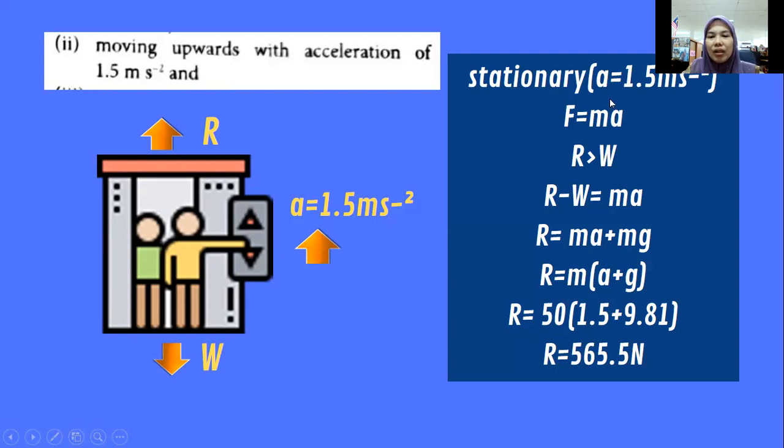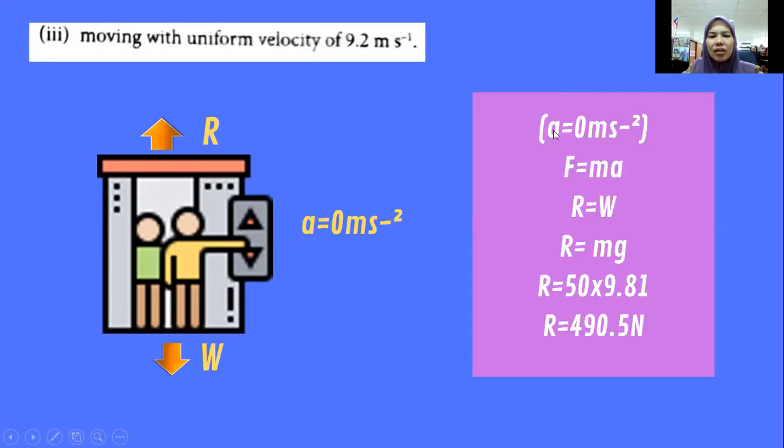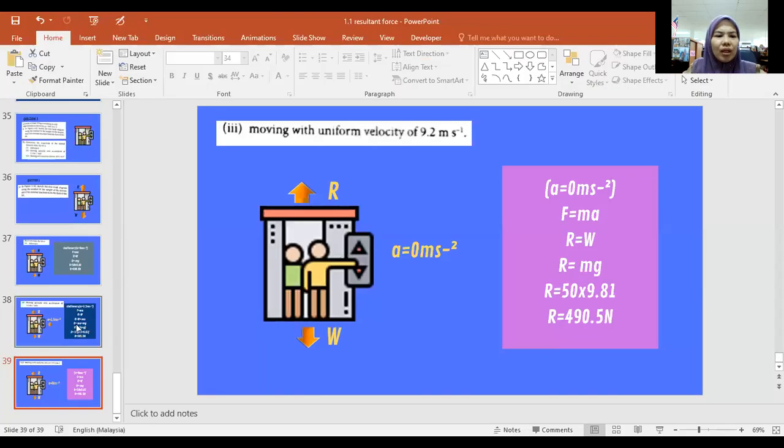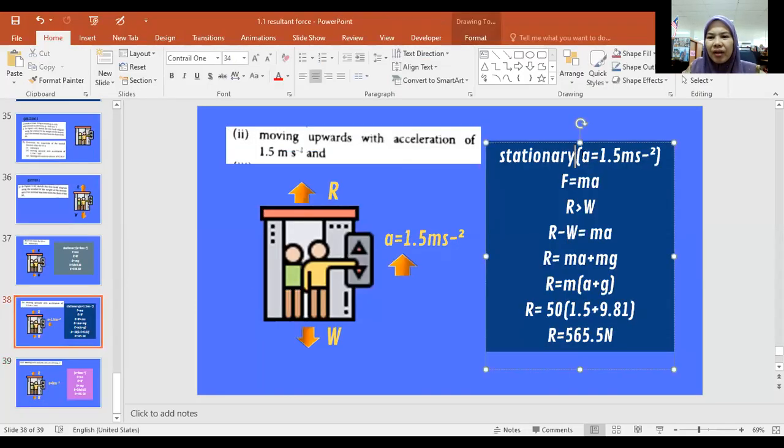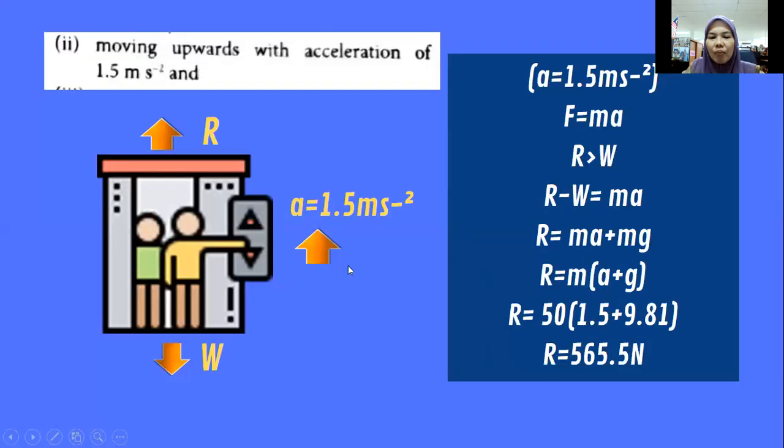Next, now moving upward with an acceleration of 1.5 meters per second squared. This is not stationary, right? The object is moving upward with an acceleration. So from Newton's second law, R is greater than W. Why? Because it is moving with acceleration upward.